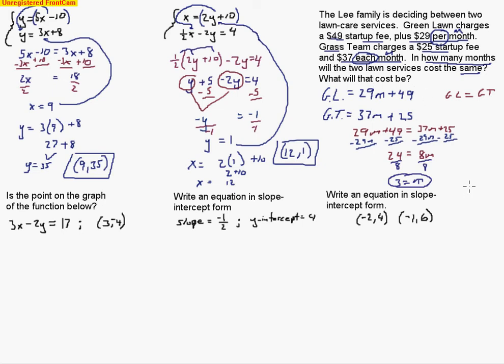Well, all you have to do is substitute 3 back into one of these equations. Let's put it into Grass Team's. Doesn't matter which one, either one will give us the same amount. So 37 times 3 plus 25.